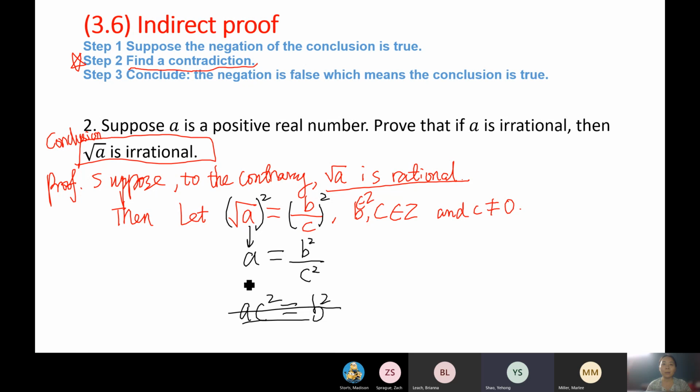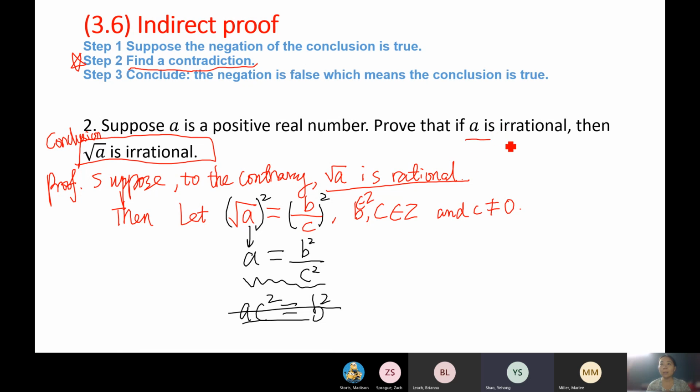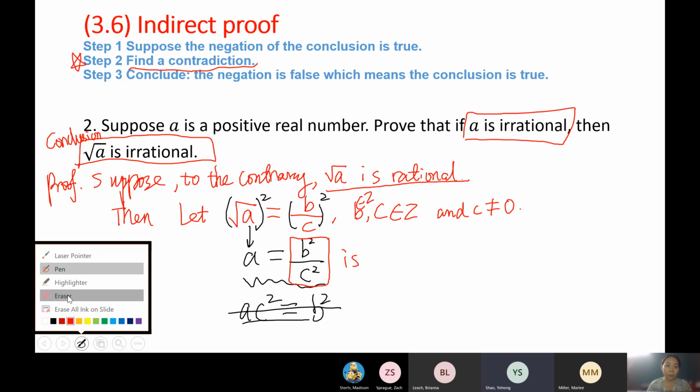Because when I look at the expression I got here, I already see a contradiction. So remember when you use indirect proof, as long as you see a contradiction, that's where you can stop. So when I look at this, the hypothesis tells us a is irrational. This letter a, variable a, should be an irrational number, but look at b squared over c squared. That tells us it's rational because it's a fraction. Fraction means rational. Well, let me erase this.